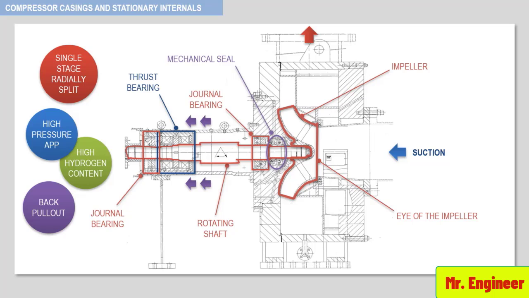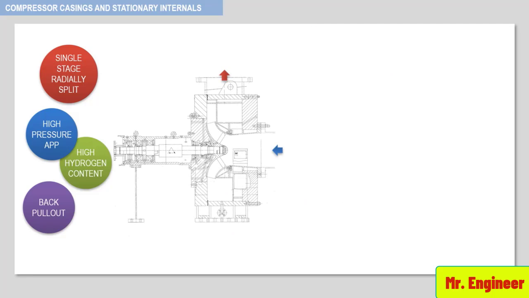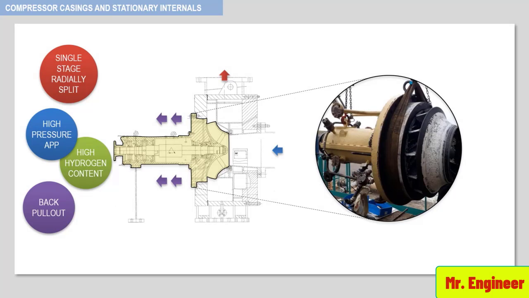Let me now show you a real example of one of our back pull-out single-stage radial split compressors used in our petrochemical plant. So if you remove the rotor and the bearings and the seals, which is the piece highlighted here in yellow, if you remove or extract this piece from the backside without removing the process piping, then the piece you will extract will look like this, with the impeller on the right side and the shaft and the bearing and the mechanical seal on the left side.